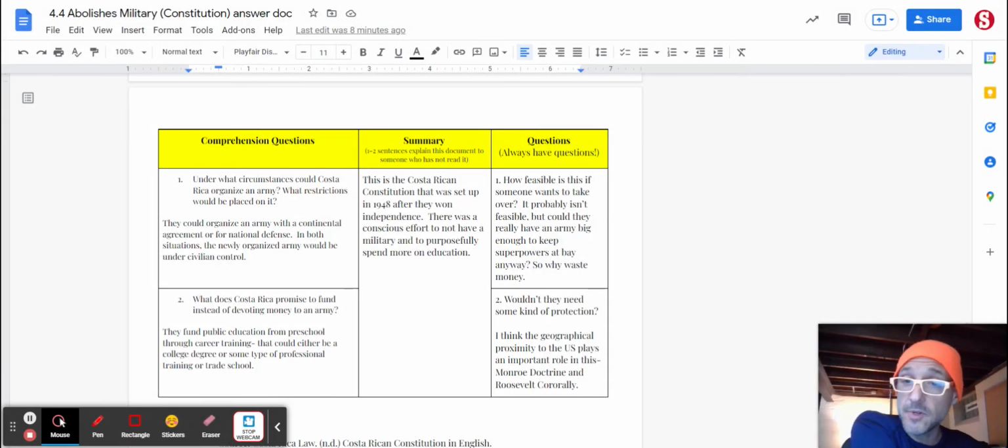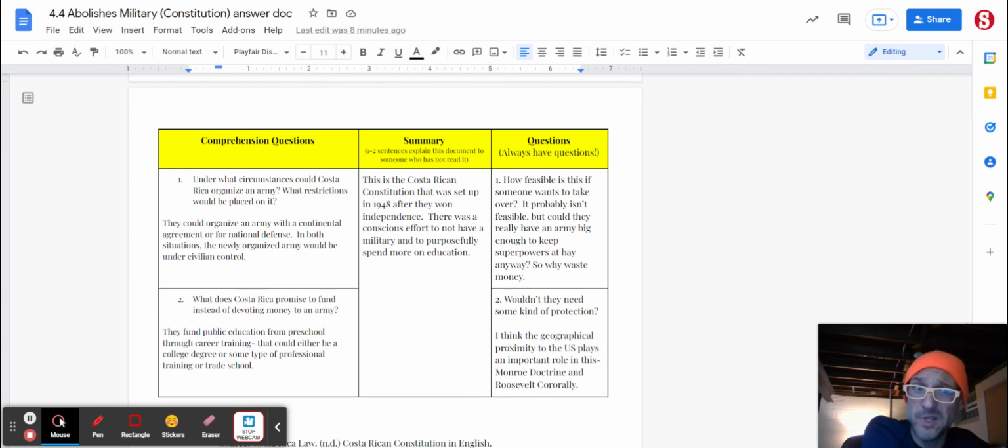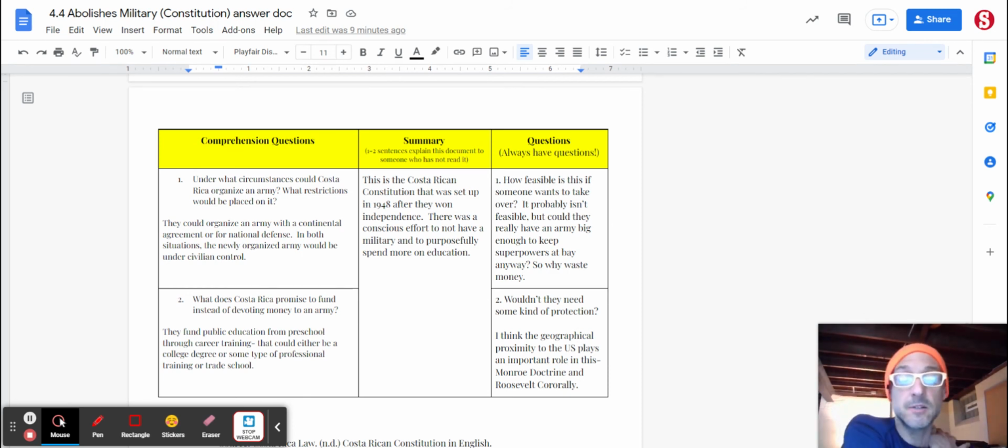Summary: it's part of the Constitution, set up in 48 after they won independence. There was a conscious effort to not have a military and to purposely spend more on education. And then questions. I thought to myself, how feasible is this if someone wants to take over? If someone wants to just roll in and you don't have a military, which would probably be true if you were like Russia, China, United States, giant country, lots of territory, lots of stuff to take. But this is little Costa Rica, and so it really isn't feasible.